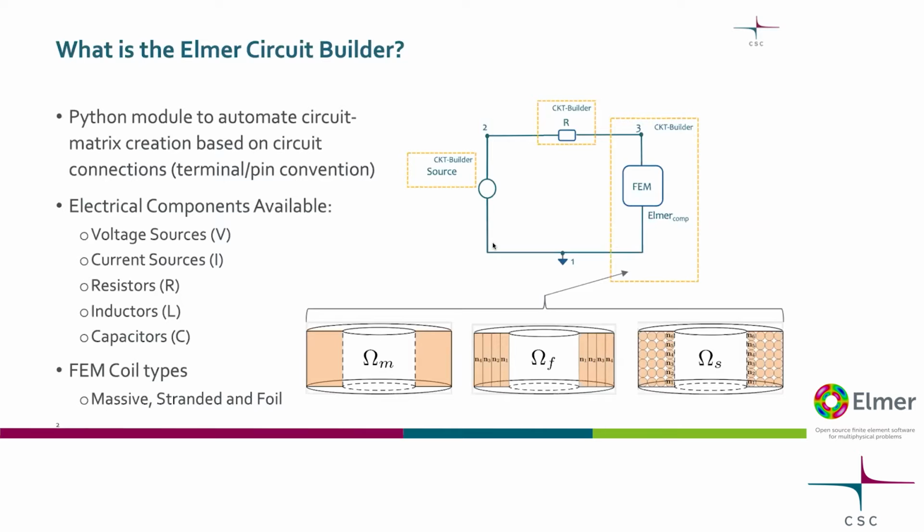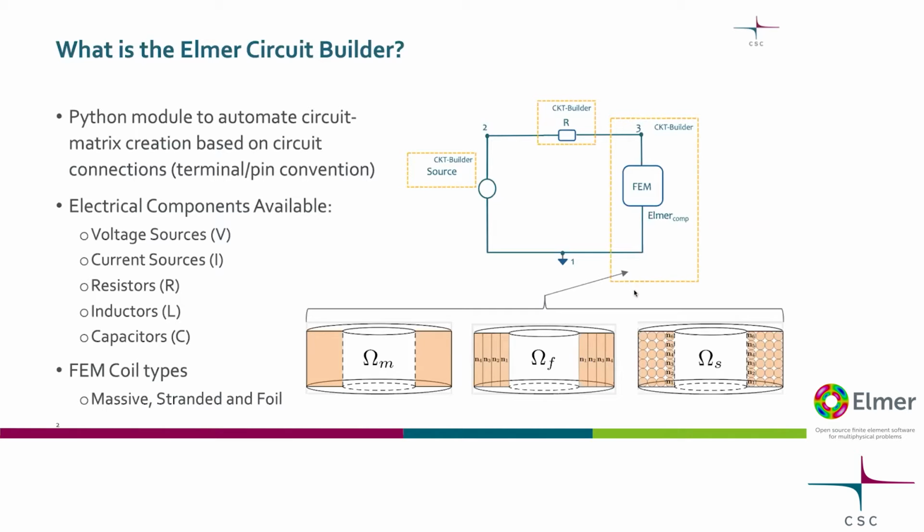Now, here what we do is we're coupling two things, right? Because we have the lumped parameters provided by the circuit, and it will be coupled to an actual coil finite element model. And these components that you see here can be ideal voltage sources, ideal current sources, resistors, inductors, or capacitors. The types of coils we have available are massive, which simply means it's completely solid. So what you see in orange is solid material. In this case, let's assume it's copper.